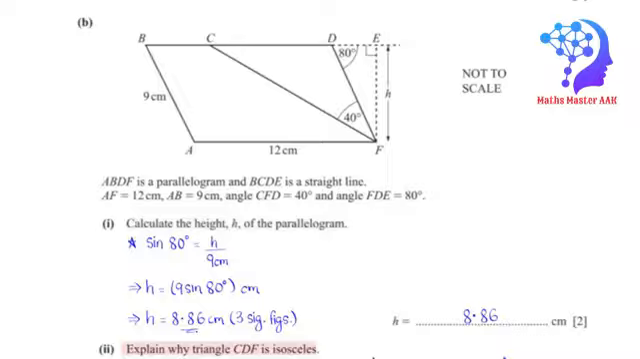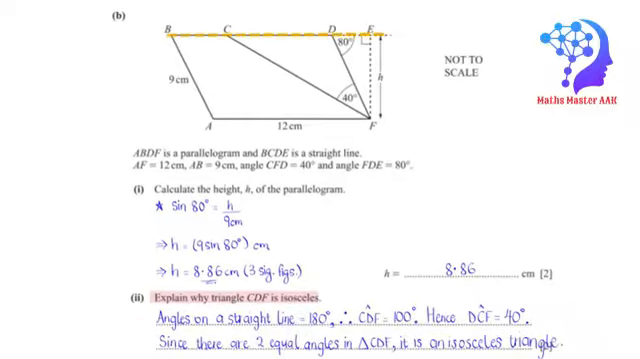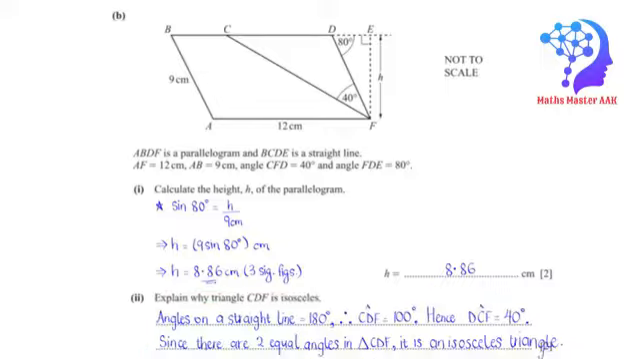Explain why triangle CDF is isosceles. Angles on a straight line add up to 180 degrees, and so when we subtract 80 degrees from 180 degrees, we get angle CDF as 100 degrees. The angles in triangle CDF must add up to 180 degrees. So when we subtract the sum of 100 degrees and 40 degrees from 180 degrees, we get angle DCF as 40 degrees. Since there are 2 equal angles in triangle CDF, it is an isosceles triangle.